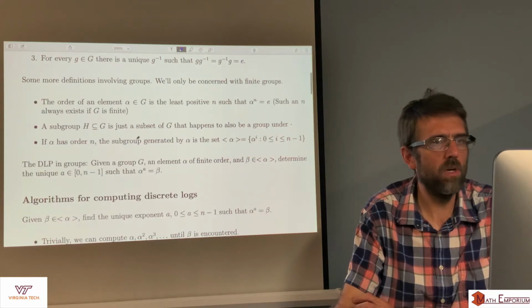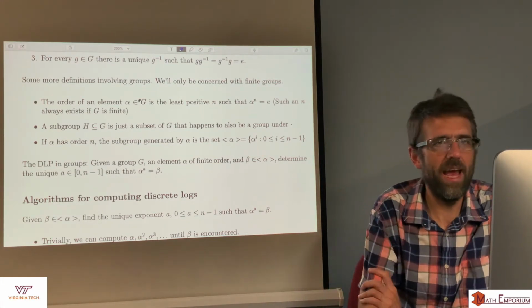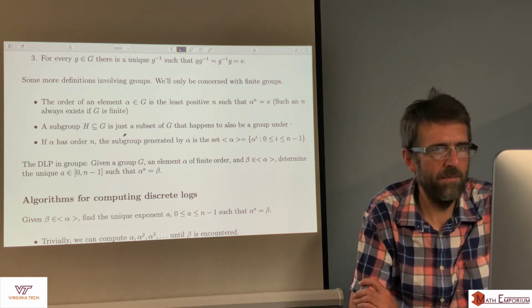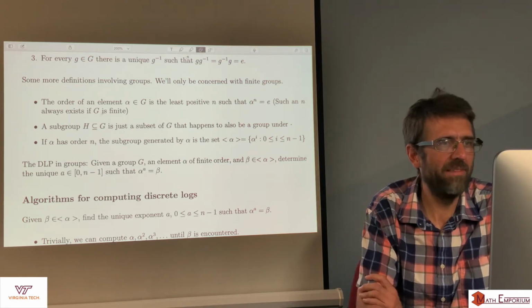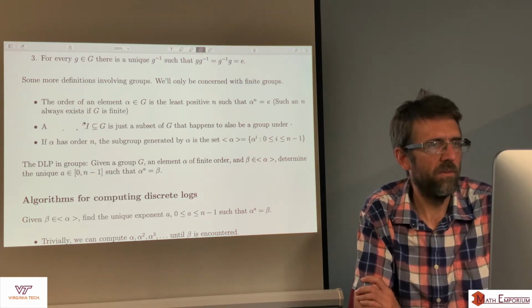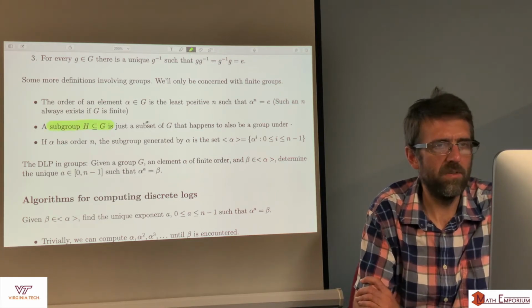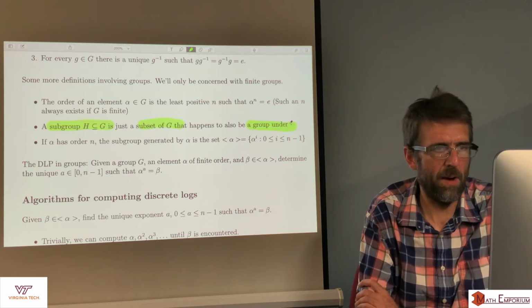Remember that the order of an element in a group is the least positive integer n such that alpha to the n gives you the identity. So here's some terminology we haven't seen yet. A subgroup H of a group G is just a subset of G that is also a group under the same operation.